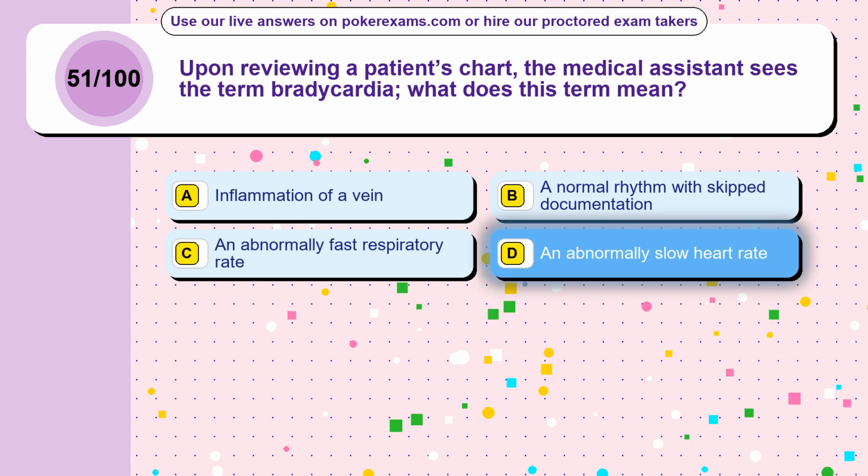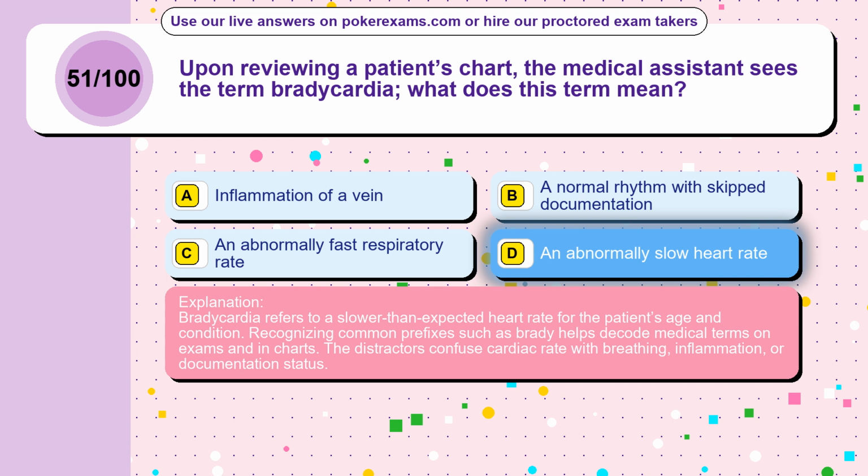The correct answer is option D. An abnormally slow heart rate. Bradycardia refers to a slower than expected heart rate for the patient's age and condition. Recognizing common prefixes such as brady helps decode medical terms on exams and in charts. The distractors confuse cardiac rate with breathing, inflammation, or documentation status.